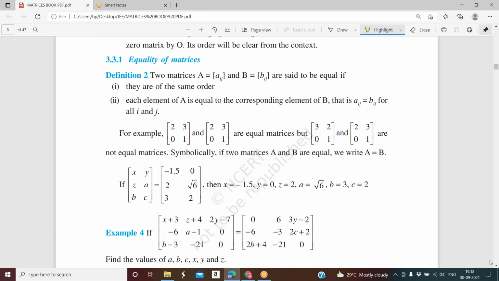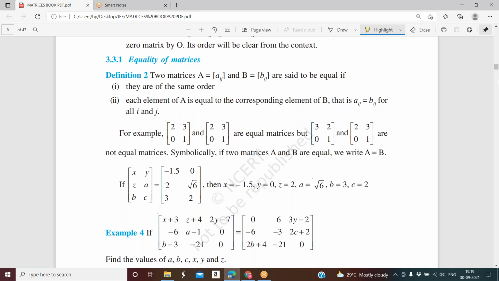Next, equality of matrices. When will you say that two matrices are said to be equal? Let A and B be any two matrices. A is matrix Aij and B is matrix Bij. I am going to say that matrix A and matrix B are equal when they are of the same order. That is the first condition. The second condition is each element of A is equal to the corresponding element of B. What does it mean? Aij is equal to Bij for all i, j.